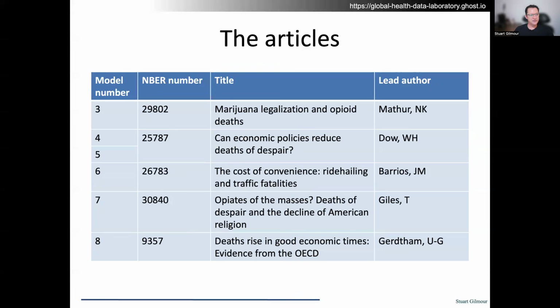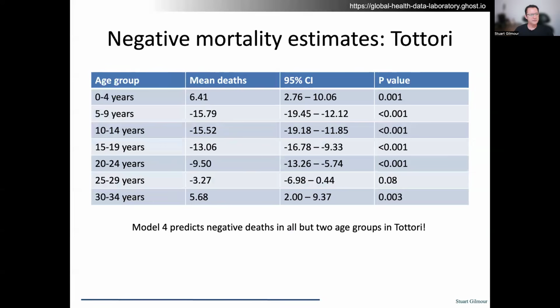And before I give a final slide, I just want to show you the effect in Tottori. So I applied Model 4 to estimate predicted mortality rates in Tottori. And this is the result here. So basically, the mean predicted deaths in the prefecture of Tottori from Model 4 are negative. So in 20 to 24-year-olds, we predict minus 9.5 deaths, with a confidence interval ranging from minus 13 to minus 5.7.